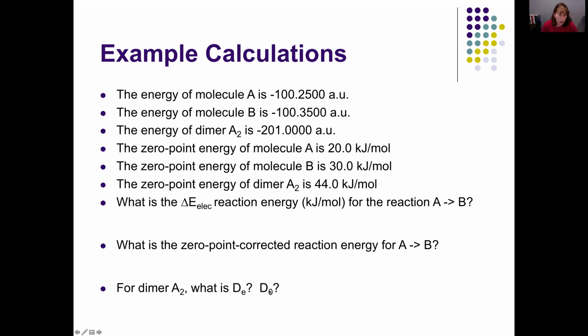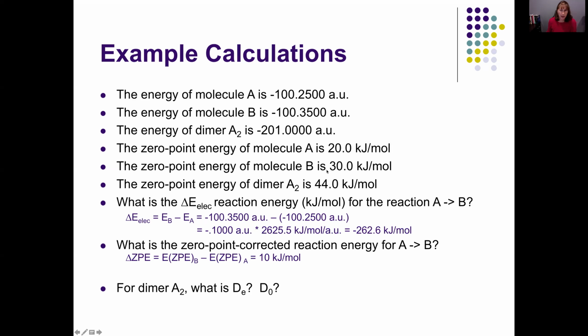Well, we can take that value to figure out the zero-point corrected reaction energy for A to B. So first of all, let's figure out what delta ZPE is. We're given the ZPE of B and A, and so the difference in those is just 10 kilojoules per mole.